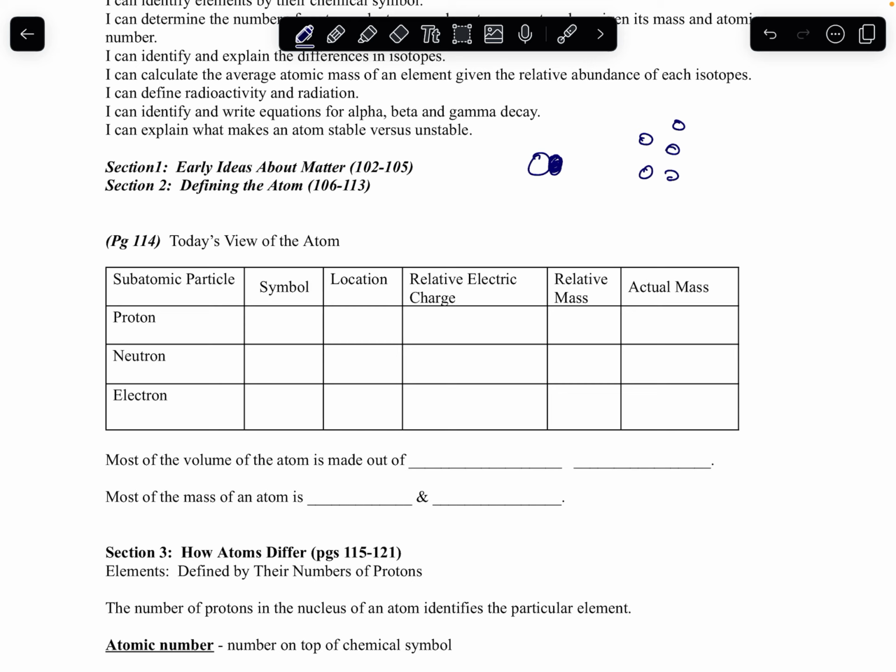It's kind of like a Lego set. If you break apart the Legos, you can rearrange them and put them together in different ways to make different things. Same thing with atoms. We rearrange them in different ways and we make different molecules.